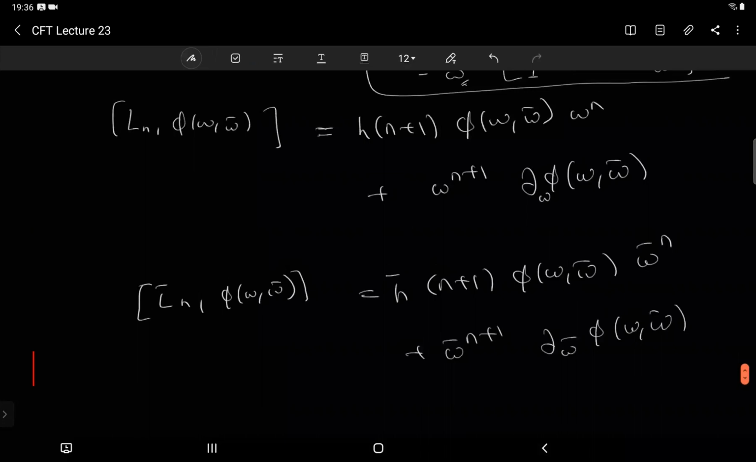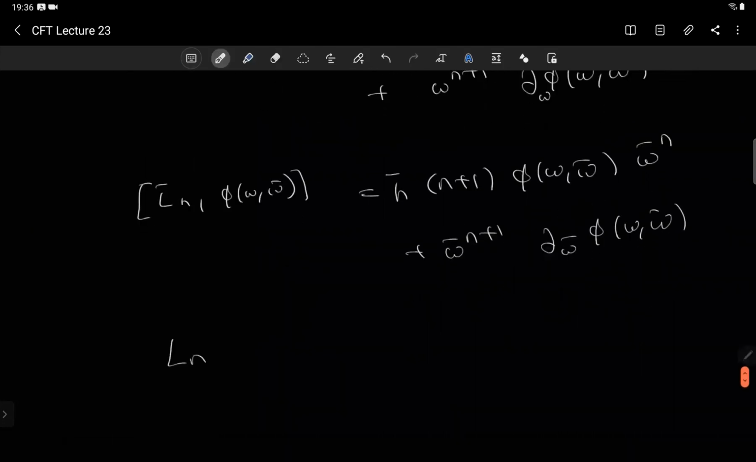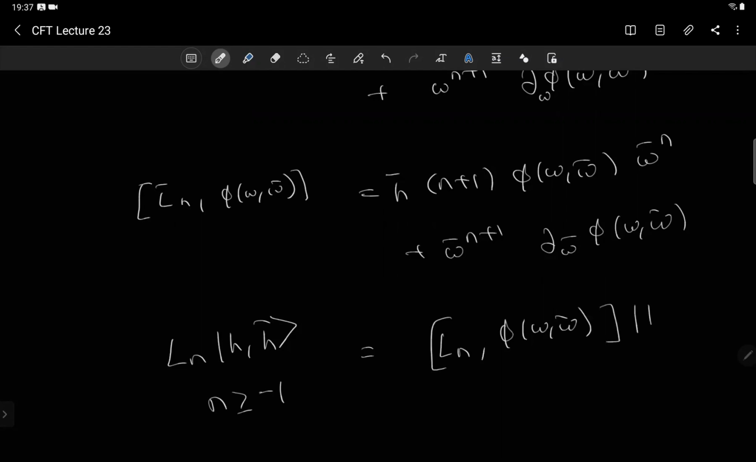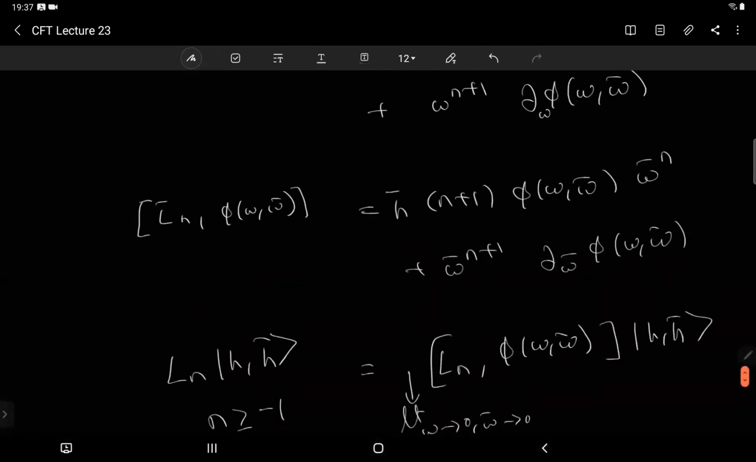Okay. So now you see what we want is the action of Ln acting on h bar for n greater than or equal to minus 1. So this one is equal to, what did we say? We said this is equal to the commutator of phi omega omega bar acting on h bar, and then we have to take the limit omega goes to 0 and omega bar goes to 0. Right? This is what we wanted to calculate.